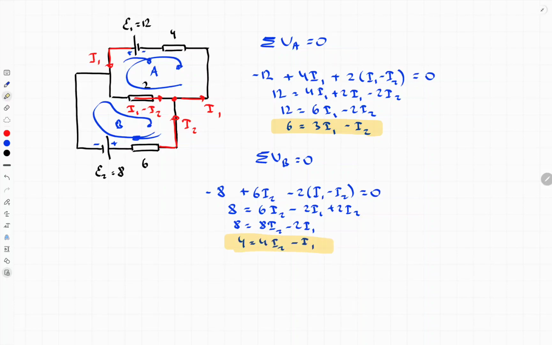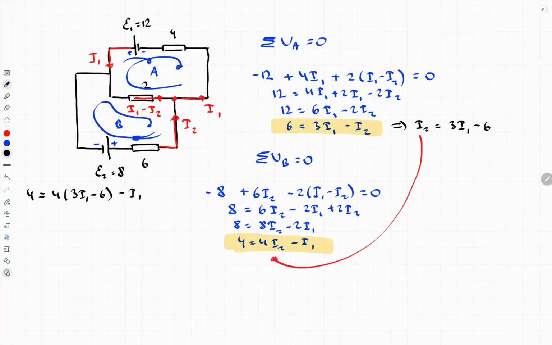So we have 2 equations and 2 unknowns. So we can solve this problem. From here, I2 equal to 3I1 minus 6. Let's bring it into equation number 2. So 4 equal to 4 times I2, which is 3I1 minus 6, minus I1. In this equation we have only one unknown, I1, and we can solve it. 12I1 minus 24 minus I1. 4 plus 24 equal to 11 I1. Here we have 28 equal to 11 I1.